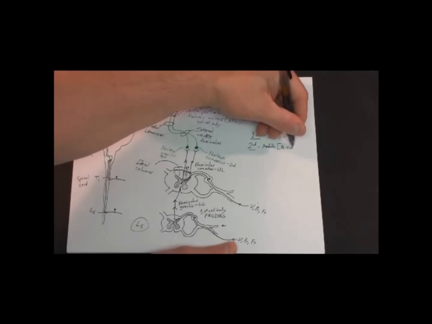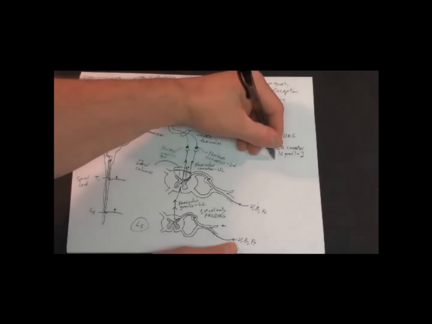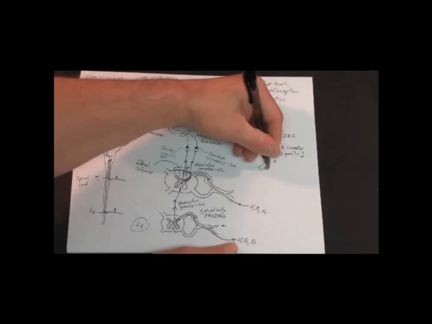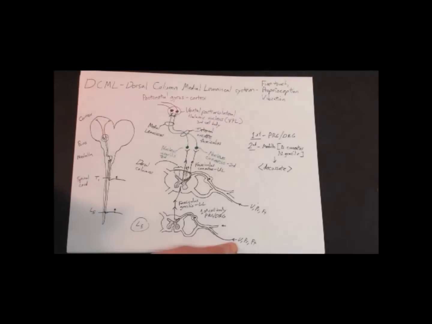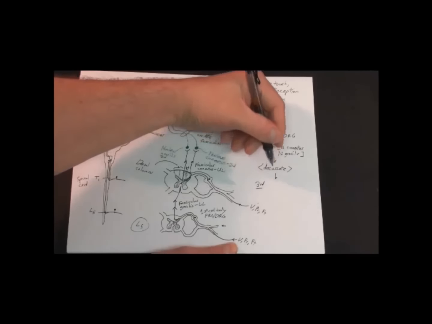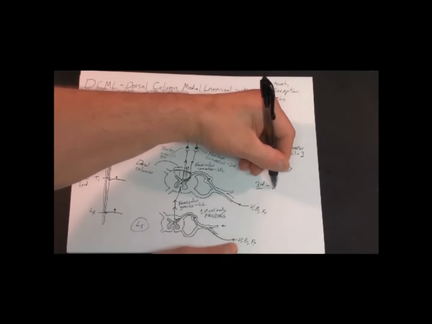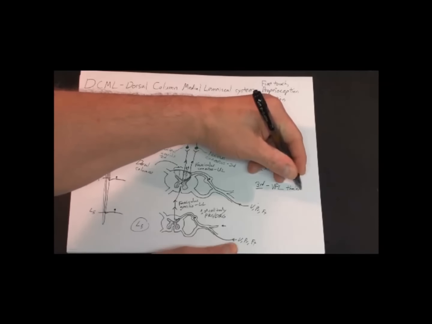Nucleus cuneatus, nucleus gracilis. And after they've synapsed there, they head up, and what's important is that in the internal arcuate fasciculus, they decussate, they cross over to the opposite side of the central nervous system. And after they decussate, they reach the third cell body in the chain, and they're all located in the ventral posterior lateral nucleus of the thalamus.